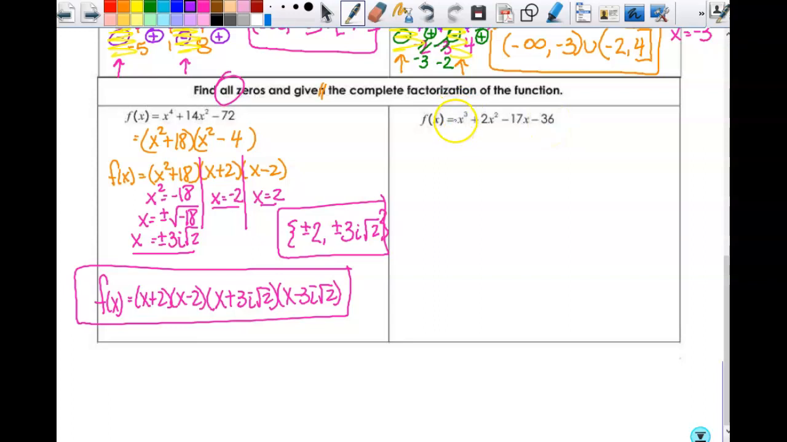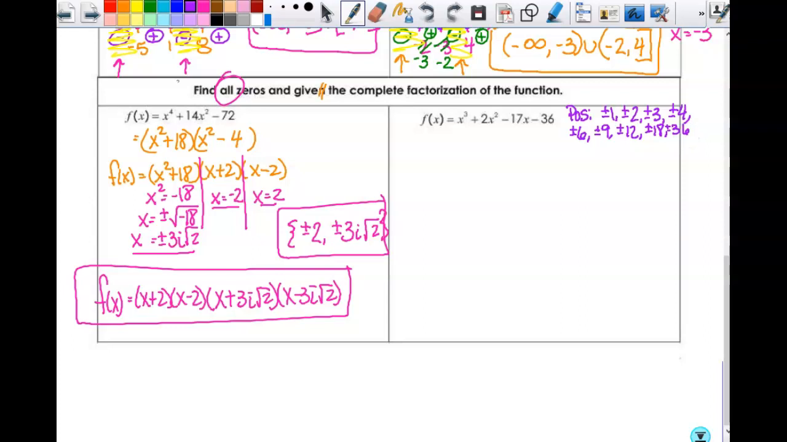This is 1, which is good news, because then my possibilities are just the factors of 36. My possibilities. And so this will be plus or minus 1, plus or minus 2, plus or minus 3, plus or minus 4. 5 doesn't work, plus or minus 6. So then 6 times 6 is 36, so then it's 4 times 9, 3 times 12, 2 times 18, and 1 times 36. Okay, so there are my possibilities.